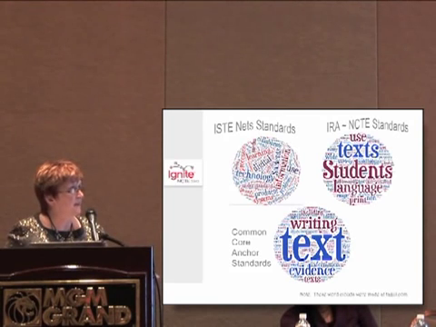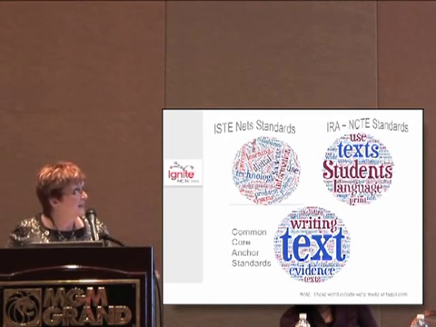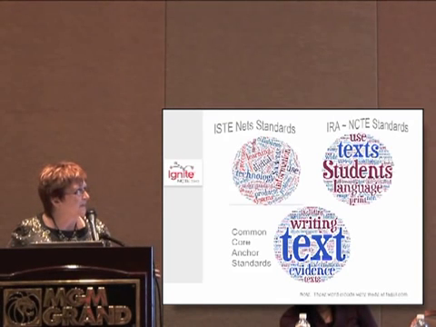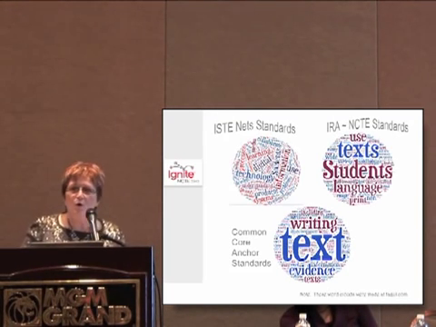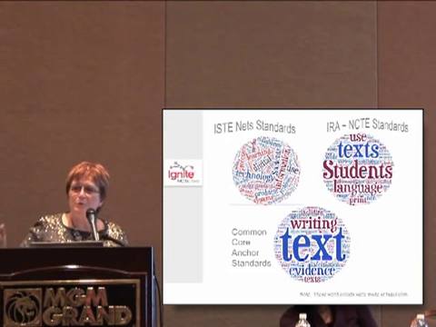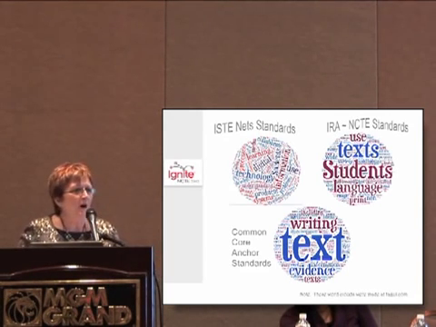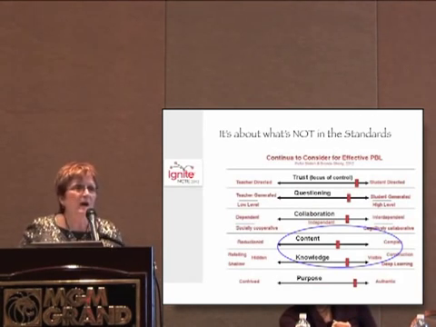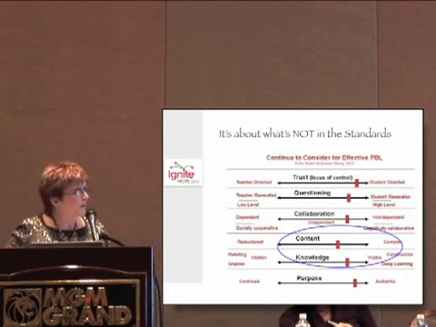Thinking about standards, we've had standards for quite a while, and there are lots of different kinds. I just made a little word cloud of the ISTE standards, the Common Core standards, and the NCTE IRA standards, and it's really interesting to see what pops out. The IRA and NCTE standards put priority on students, where the Common Core puts it on text. I think both of them together are important. I think they are equally important.